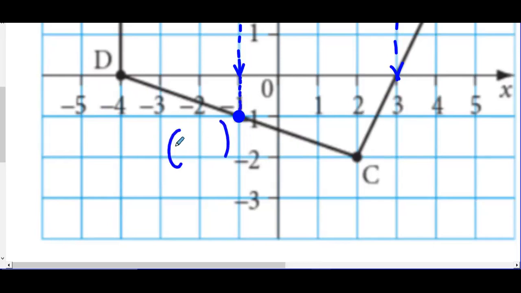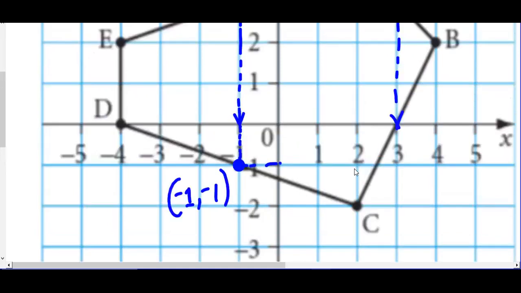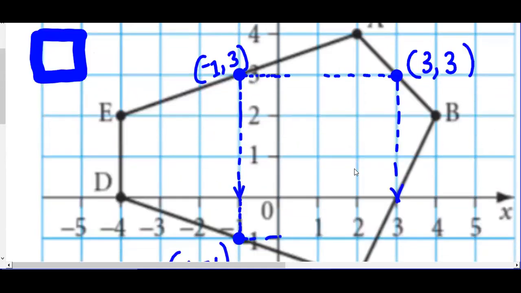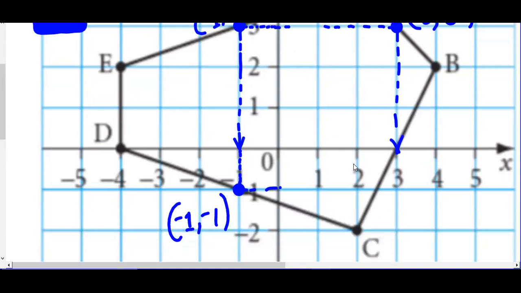The value of x is -1, record this, that is -1 also. So the midpoint is (-1, -1). So there you go. You can pause the video and try to locate where the midpoint of the line B to C is.